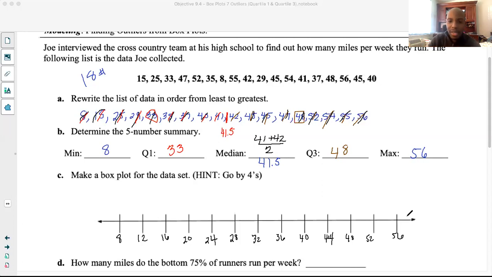If you remember how we did it, we need this 5-number summary, right? And we put lines, right? Line at 8, a line at 33, which is approximately there. A line at 41.5, which is like right here, a line at 48, and then finally a line at 56. Now, the numbers that are in the middle here, we do need to connect them.